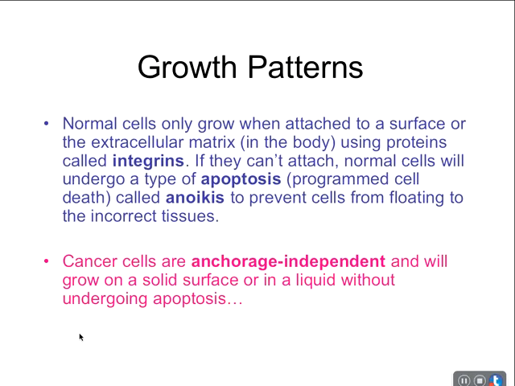They use proteins called integrins to attach themselves to a surface or the extracellular matrix. Normal cells must be attached. If they're not attached, they will actually die through a cell death process called apoptosis. If they can't attach, normal cells will undergo a type of apoptosis, which is programmed cell death, called anoikis, which prevents cells from floating around. The whole idea here is you don't want a liver cell to get detached and float around to some wrong location and start growing liver cells in the wrong place. So if a liver cell becomes detached from the liver, it'll die all by itself through this process of anoikis, which is programmed cell death.